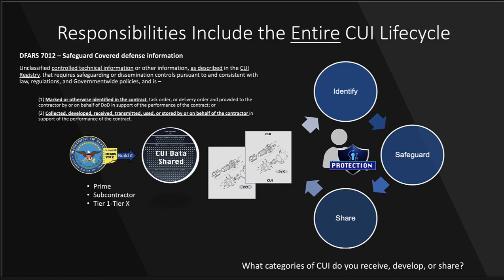Covered defense information is defined as unclassified controlled technical information or other information, as described in the CUI registry, that requires safeguarding or dissemination controls pursuant to and consistent with laws, regulations, and government-wide policies. Number 1, it's marked or otherwise identified in the contract, task order, or delivery order and provided to the contractor by or on behalf of the DoD in support of the performance of the contract. Or, number 2, it is collected, developed, received, transmitted, used, and stored by or on behalf of the contractor in support of the performance of the contract. So let's break that down.